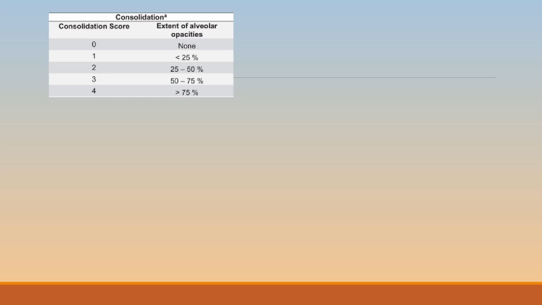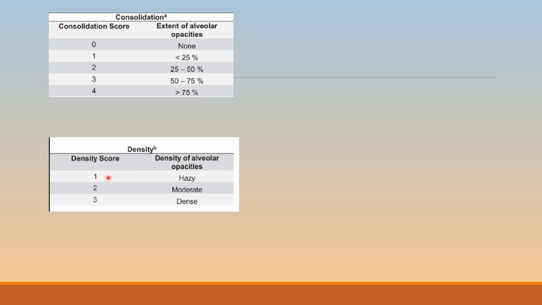So how to determine the consolidation score? Consolidation score extends from 0 to 4, with 0 being none, no alveolar opacities, 1 less than 25%, 2 25 to 50%, 3 50 to 75%, and 4 more than 75% involvement of that quadrant. Coming to density, the density score is from 1 to 3, with 1 being hazy, 2 being moderate, 3 being dense.